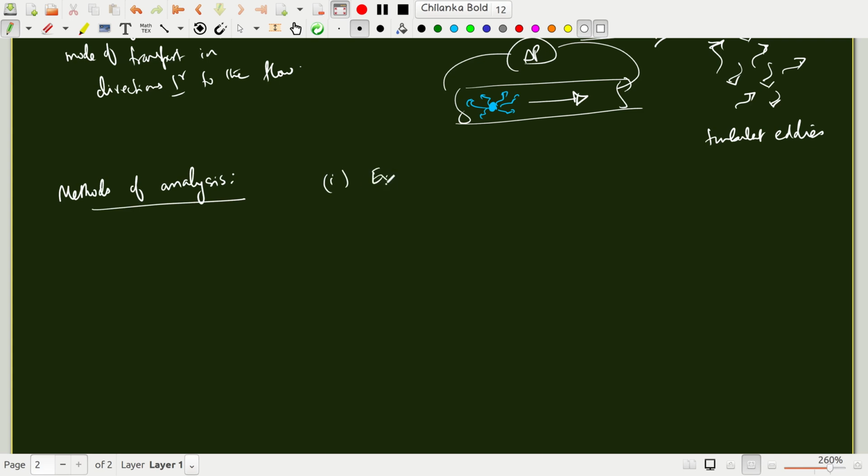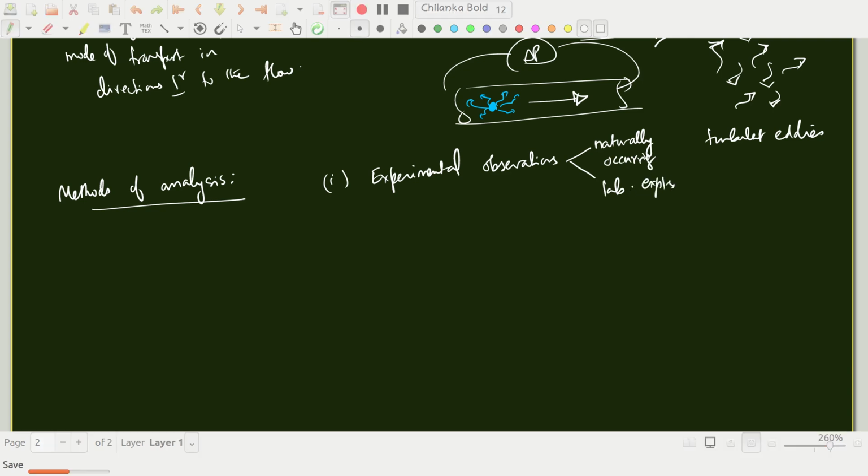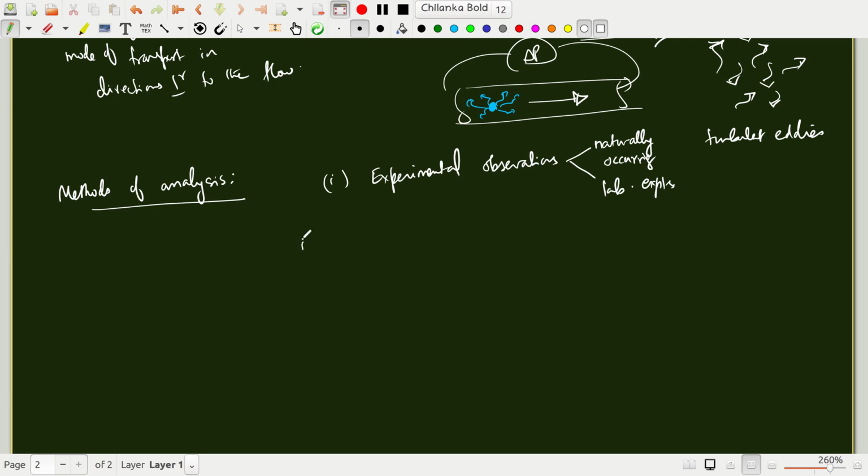First and foremost is experimental observations. These are, as in any field of science, extremely crucial. There are two types though. One are naturally occurring phenomena, and then other are laboratory experiments. Okay, you can use both to improve our understanding of hydrodynamic instabilities.